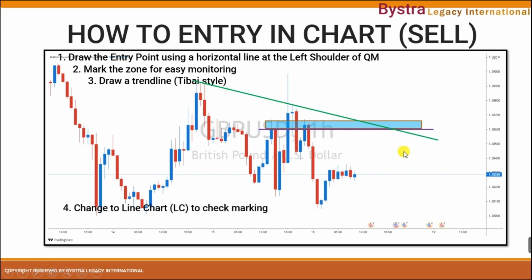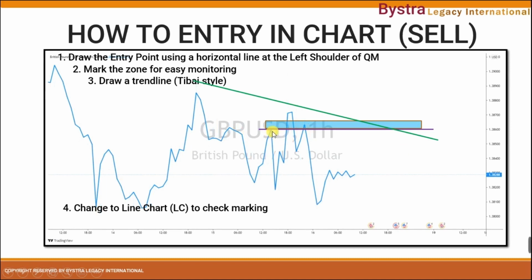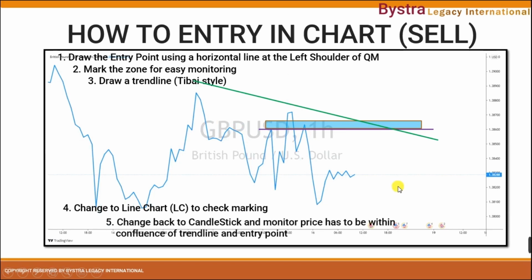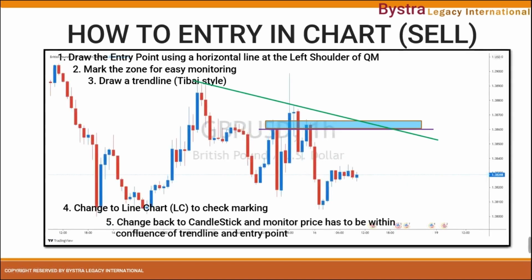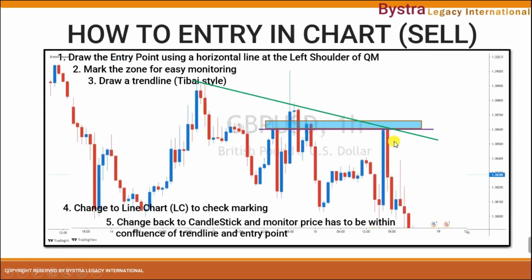Fourth, we change to the line chart to check our marking. Is it correct? Yes, it's a high, low, higher high, lower low. Fifth, we change back to the candlestick and monitor that our price has to be within the confluence of the trend line and also our entry point. Okay, so now let's have a look. There we go. You can see that the price has reacted at the confluence of this trend line and also at the entry point. So this is a very good QMC setup.